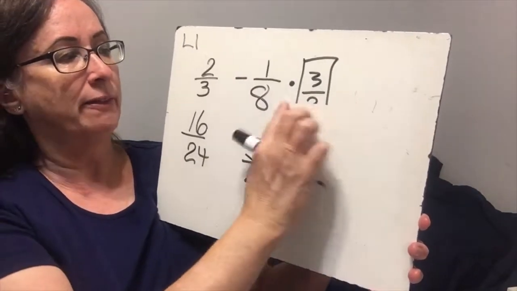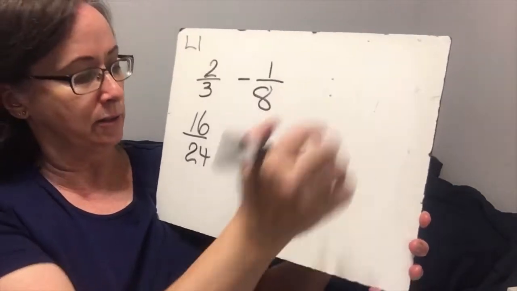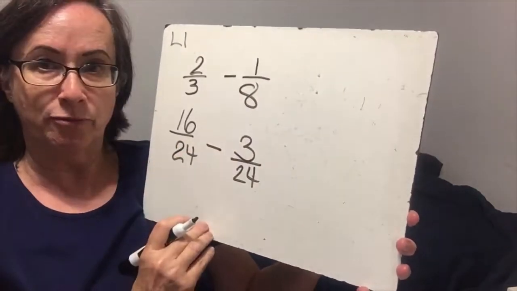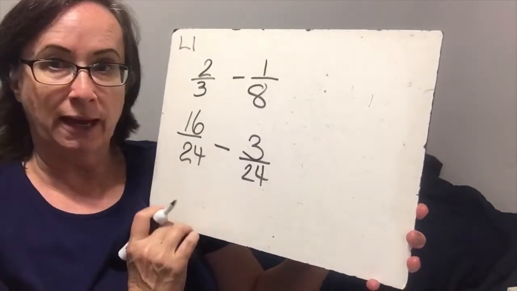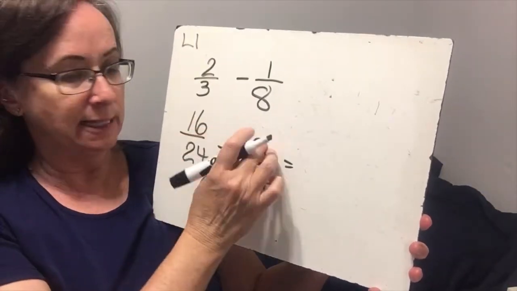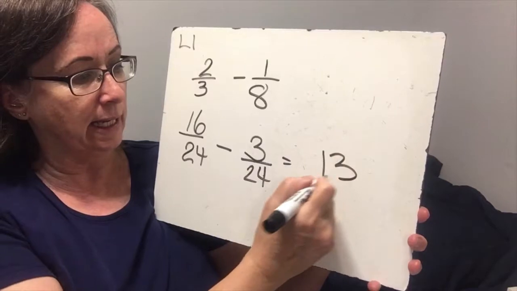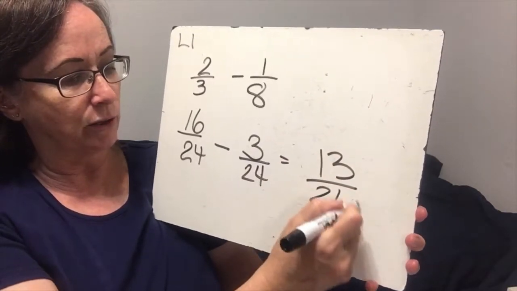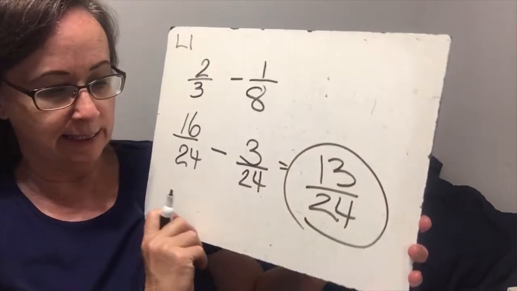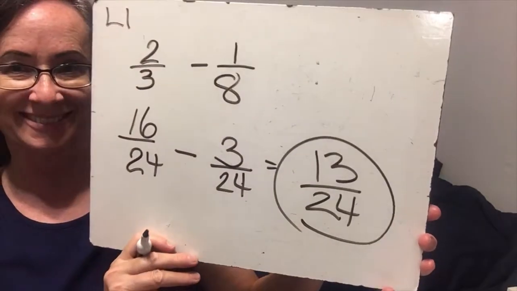So now that we've gotten the common denominators, now we can perform the subtraction because we have the same denominator. 16 take away 3 is 13, and 13 over 24 is my correct answer.